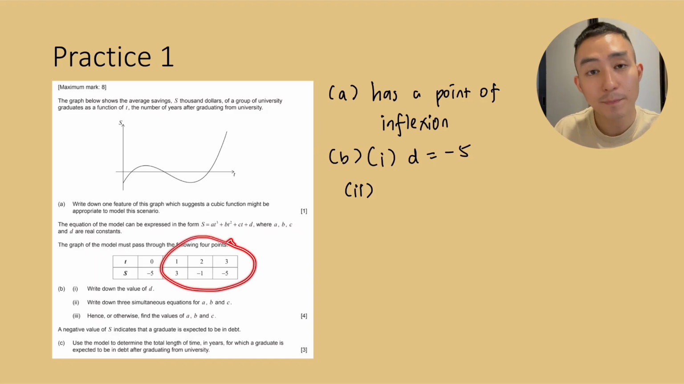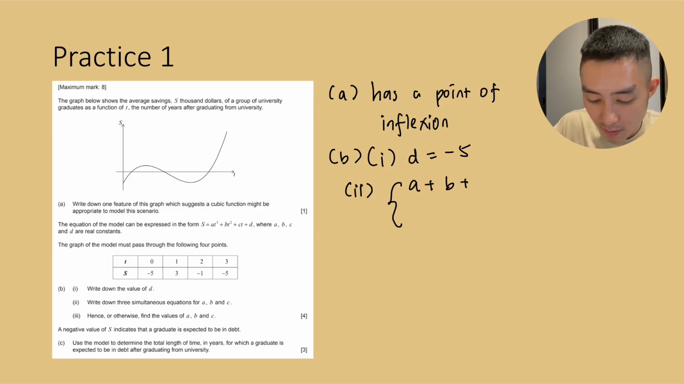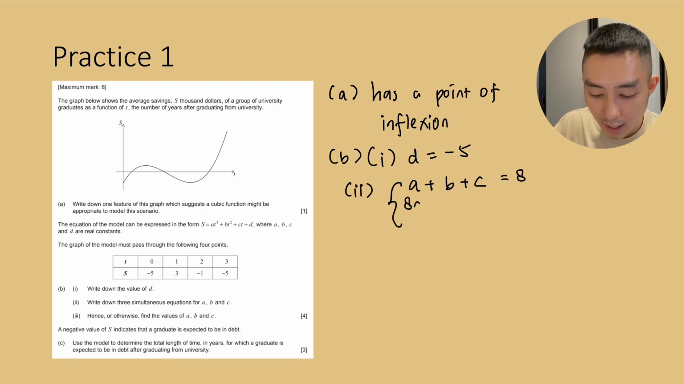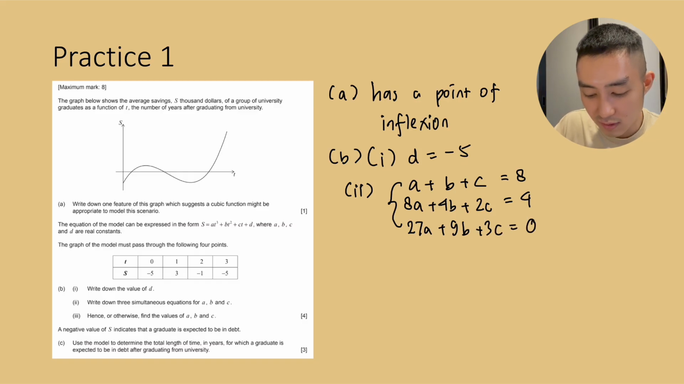As we have 3 other points, we can write 3 simultaneous equations for them. So first is 1a plus 1b plus 1c plus -5 is equal to 3, which we can rearrange. We will get an 8, and then we get 8a plus 4b plus 2c plus -5 equal to -1. We can arrange them, and we will get 4. And now we have 27a plus 9b plus 3c equals 0.